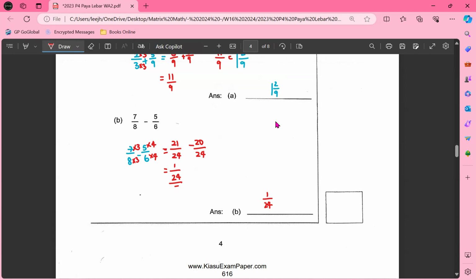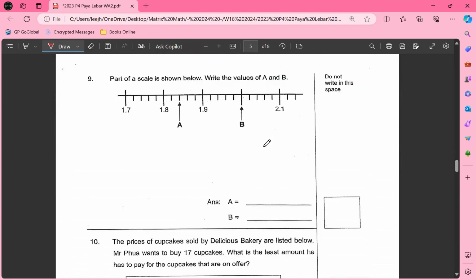Okay. Question number 9. Part of a scale is shown below. Write the values of A and B. So you're looking to find A and also to find B. If you look at all the measurements given here, you can see that it's 1.7, 1.8, 1.9, right? So we can actually work out A because the difference between one reading to the other is 0.1. Understand?